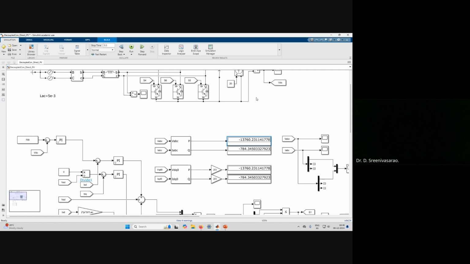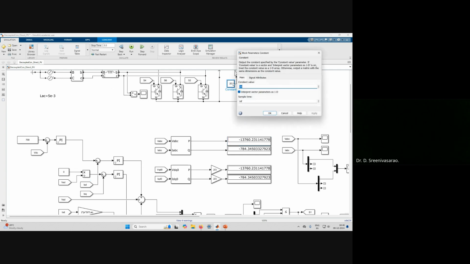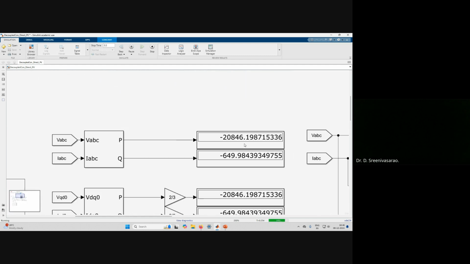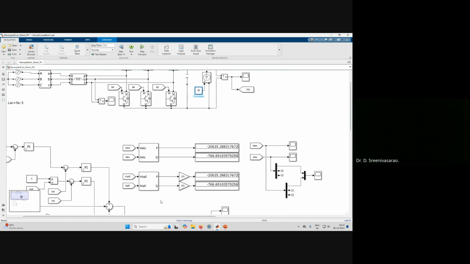Right? So I will increase this to 30. Now I will assume that the battery is drawing more power, so I will make it 30 here. Let's assume I made 30. So now it is 30 into 700, right? It's supposed to inject 21,000 watts of power into the grid, right? So now we can see here, it is roughly injecting 21,000 here. So reactive power is almost zero, right?